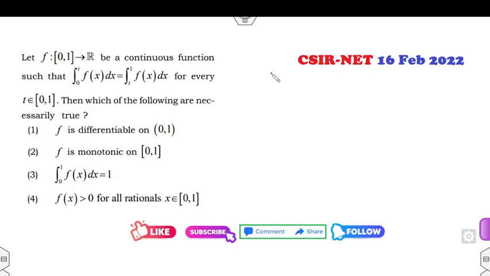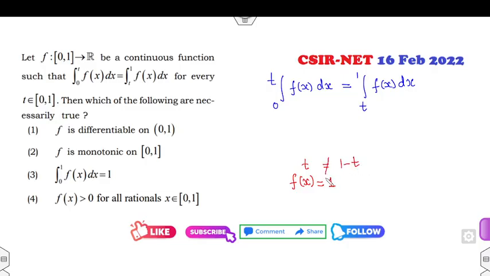F is a continuous function which satisfies this property: the integral of f of x dx from 0 to 1 equals the integral of f of x dx from t to 1. Then which of the following are necessarily true? Can you think about any such function? If I choose f of x is 1, does it satisfy? Integration of 1 will be t, and on the other side it is 1 minus t, which is not equal. Can you think about any function which satisfies this property?